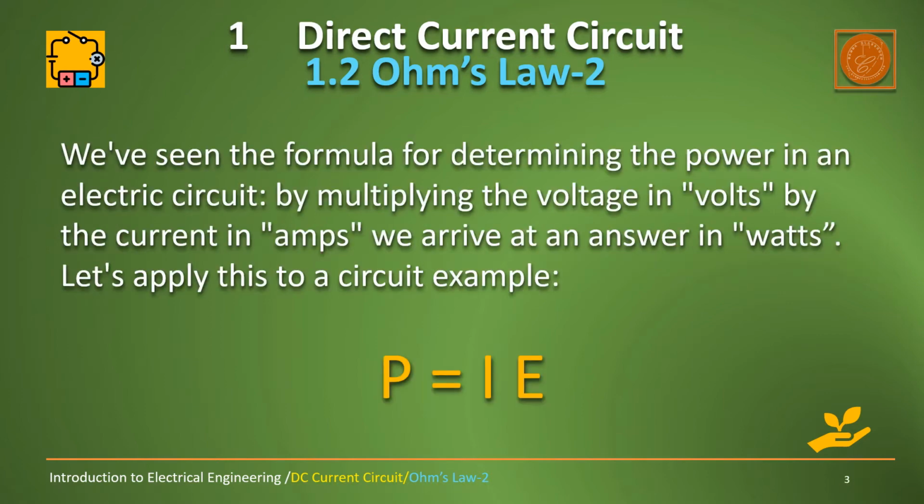We have seen the formula for determining the power in an electrical circuit by multiplying the voltage in volts by the current in amperes. We arrive at an answer in watts. Let's apply this to a circuit example. P equals I times E.